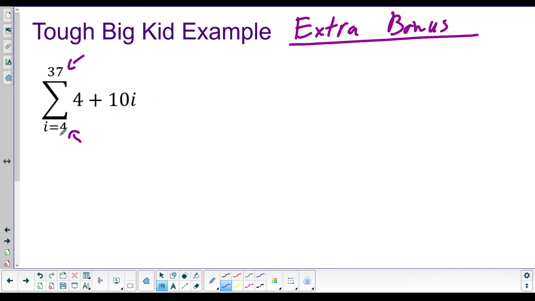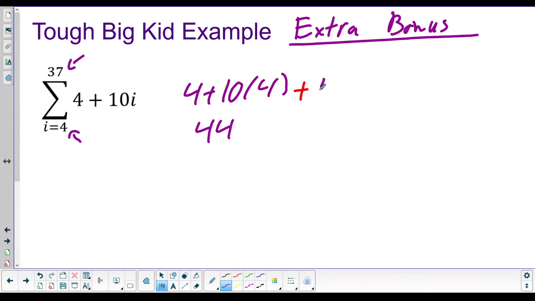Let's go ahead and start by plugging in 4 and just see what happens, right? So we have 4 plus 10 times 4. What is that? That's 44, right? 40 plus 4 is 44. All right, let's plug in another one. 4 plus 10 times 5. So that's 54.